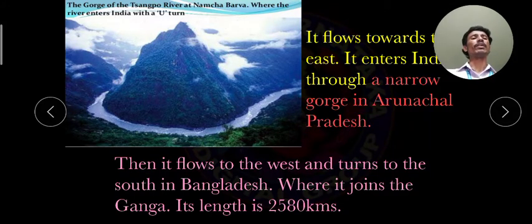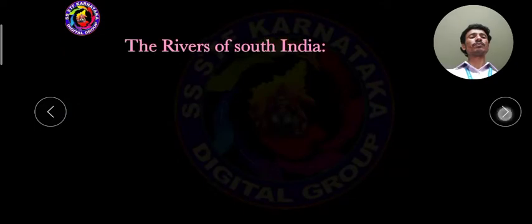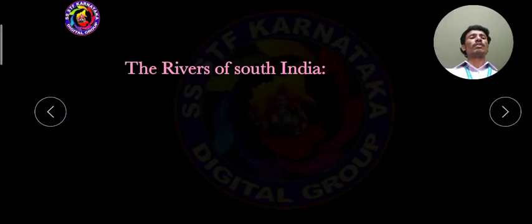2580 kilometers. Dear students, it flows towards east and entered India through the narrow gorge in Arunachal Pradesh. Got it? Then flows to the west and turns to the south in Bangladesh, where it joined the Ganga River. Finally, this river joined the Ganga River, and its total length is 2580 kilometers. These are all the rivers of North India.